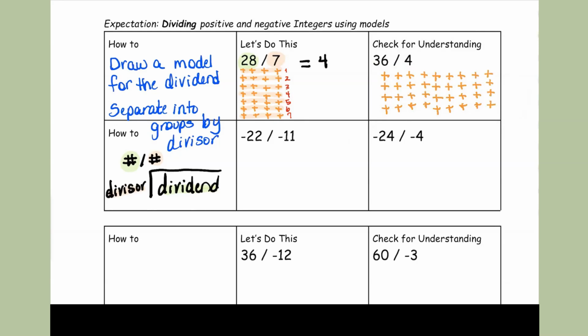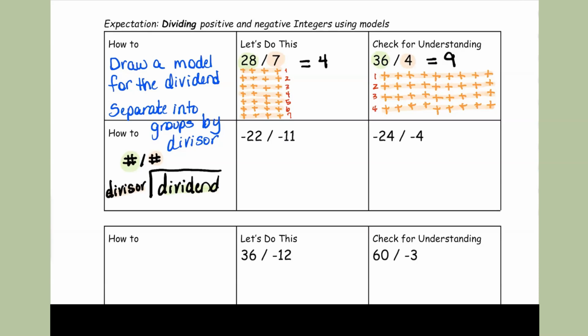Then I'm going to separate this 36 into 4 groups. Now I want to make sure that each group gets the same amount. So I'm going to go directly horizontal, because you see I have drawn this out with 4 groups per row. And we can number this just to make sure. 1, 2, 3, and 4. How many are in each group? Positive 9 belong in each group. So 36 divided by 4 is a positive 9.